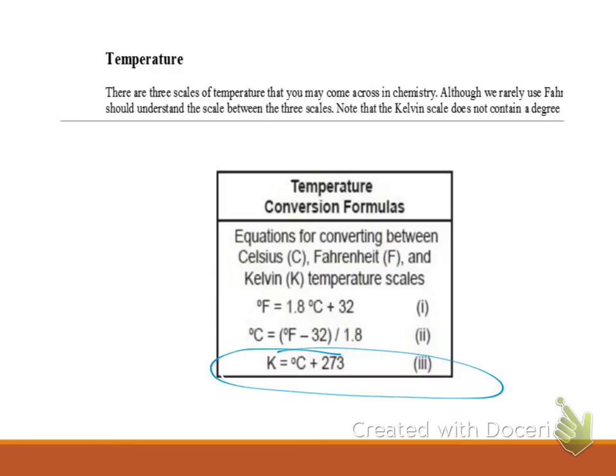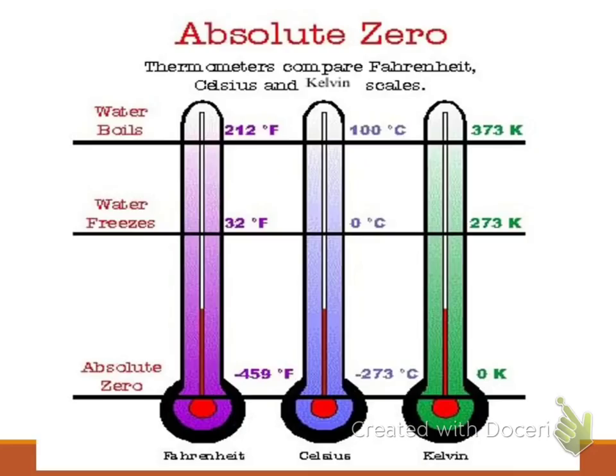But I do want us to track just a couple so you can see how they relate to each other. Note that when we have the Kelvin temperature, it does not have a degree sign. It's just Kelvin, whereas Celsius and Fahrenheit are degrees Fahrenheit or degrees Celsius. Here is a visual for you to see what their temperatures are at the different points.